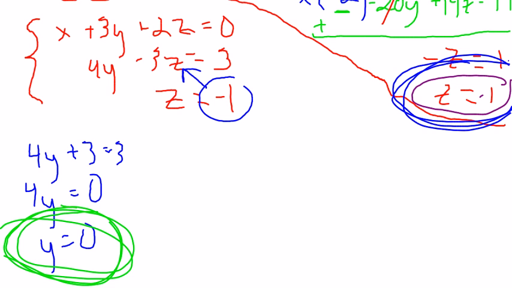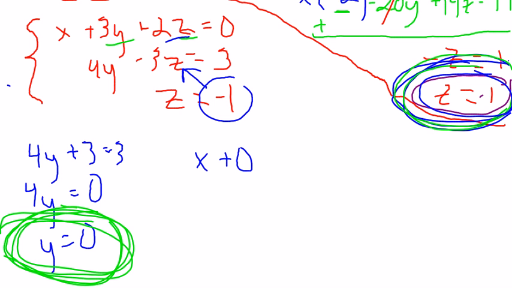Okay, now I'm going to take that y equal to 0 and this z equal to negative 1, plug them in here and here, and get what x is. So back to blue. That gives me x plus 3 times 0 is plus 0. And then 2 times z, 2 times negative 1, minus 2 is equal to 0. Solve that, x is equal to 2.